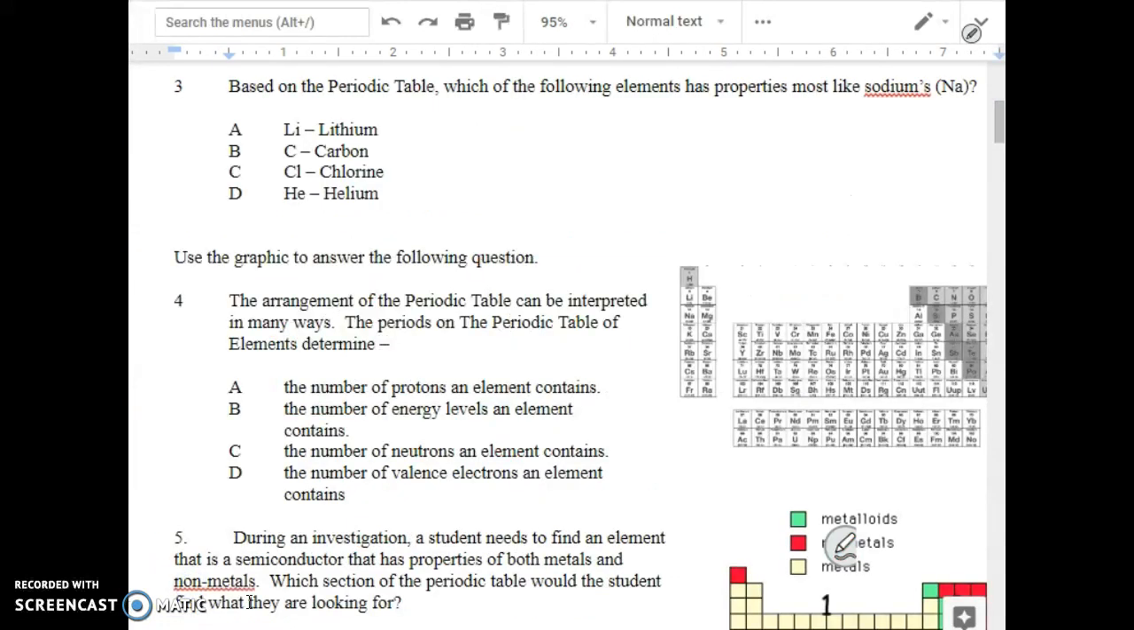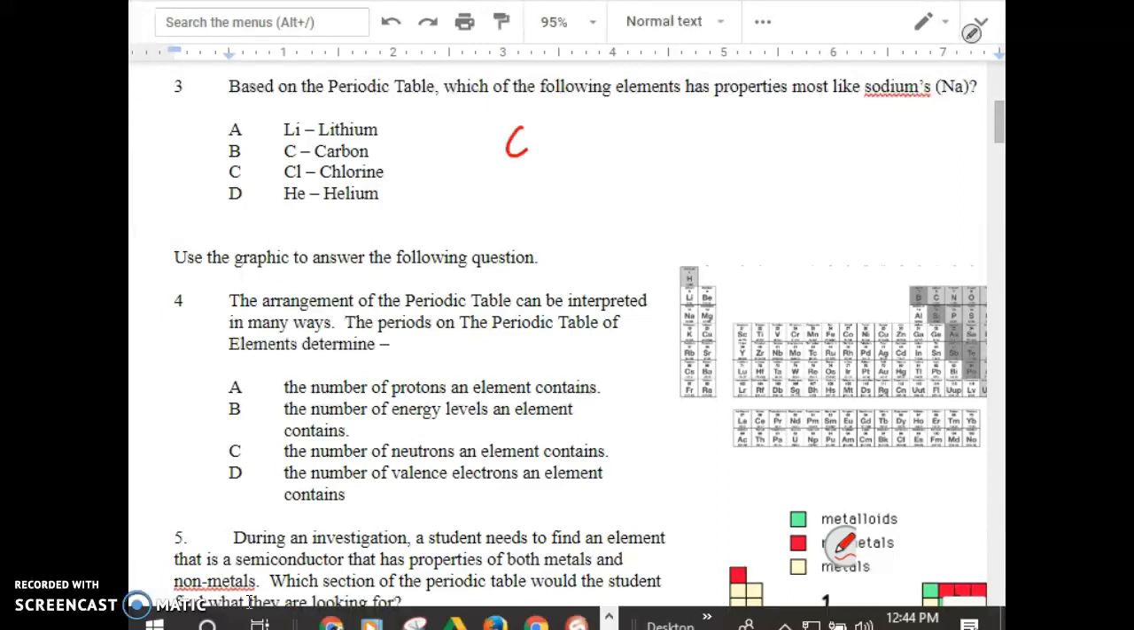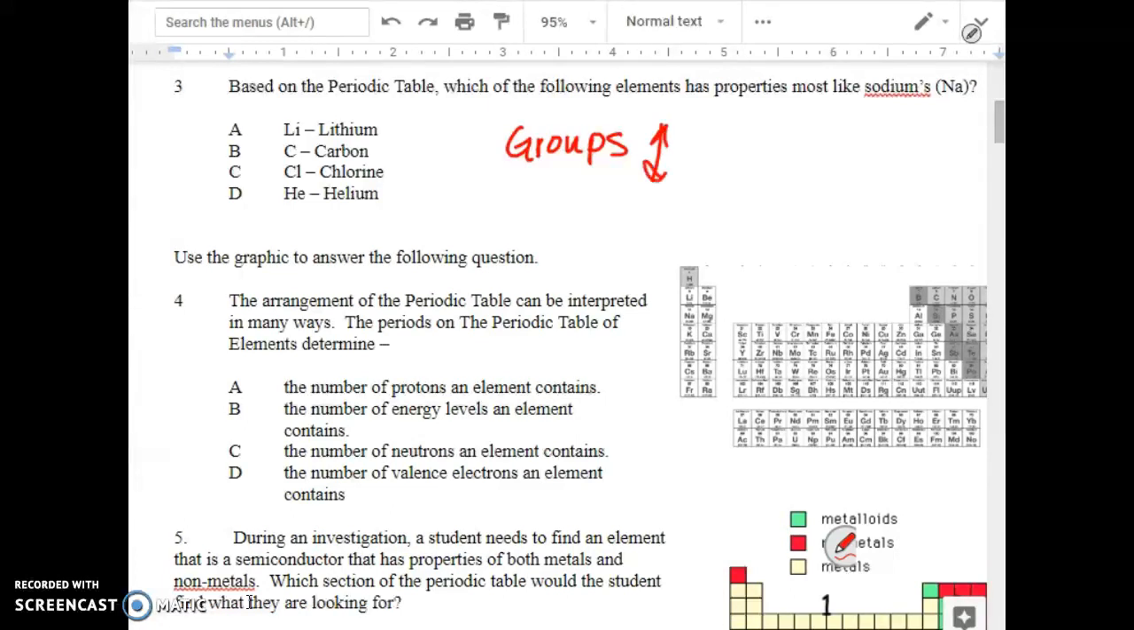Okay, number 3. Based on the periodic table, which of the following elements has properties most like sodium? As we said earlier, the chemical properties come from the groups. The elements in the same groups are going to have the same chemical properties, and the groups go up and down. So we want to find the element that is in the same group as sodium. Sodium is in group 1. So over here, lithium is also in group 1, so that one looks good.